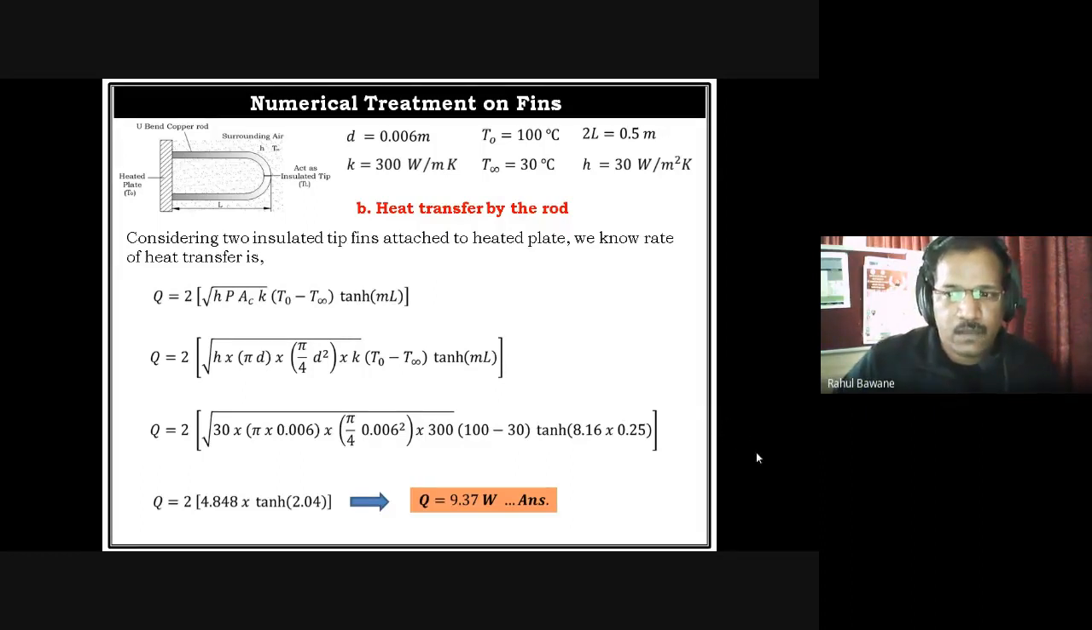Now we will see today's last portion. Last, I think three slides are there. So, fin effectiveness.